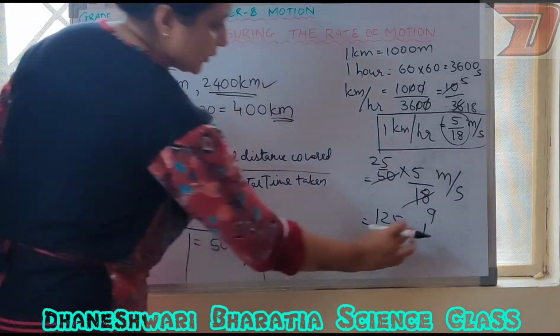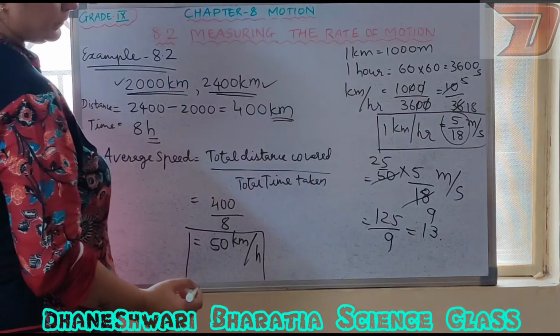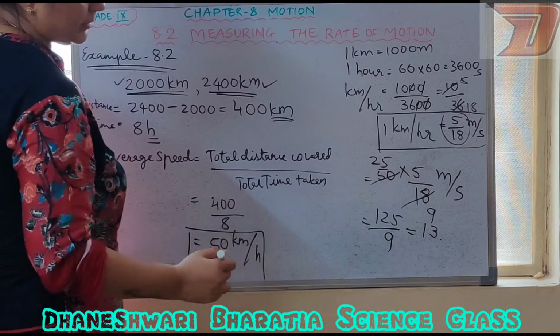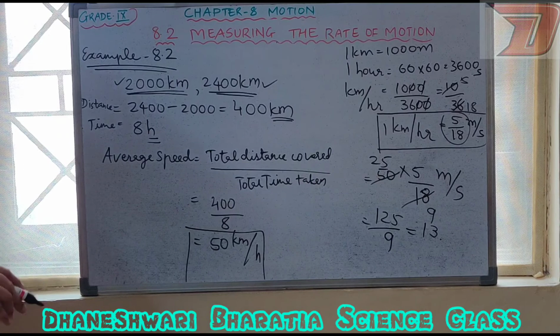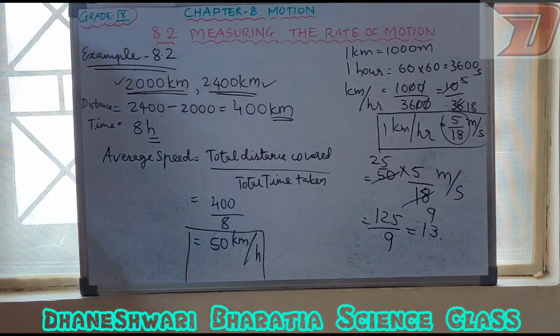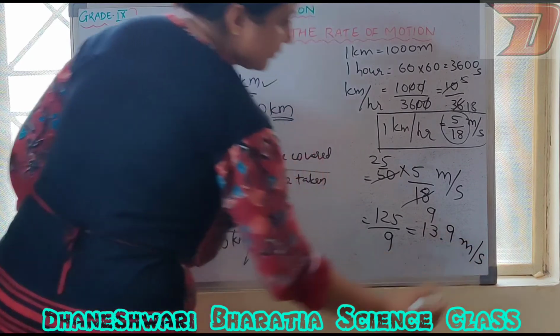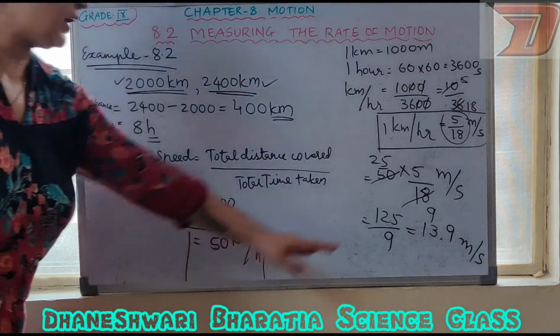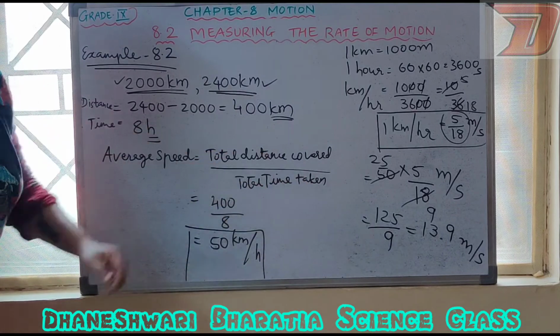Sorry, this is 125. So here the point will not come, right? So it will be 9 3s are 27. So 35 minus 27 is how much? Yeah, almost 8, right? We have to take 0, isn't it? So it will be 9 9s are 81, right? And so on. So this way we can convert this kilometer per hour into meter per second also. Am I clear how to do the conversion of kilometer per hour into meter per second?